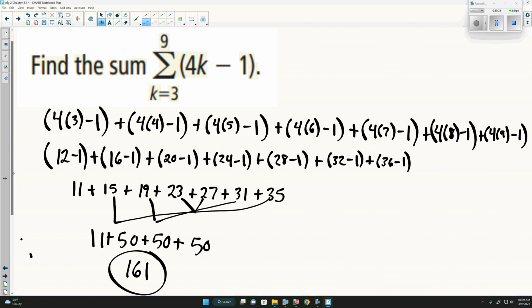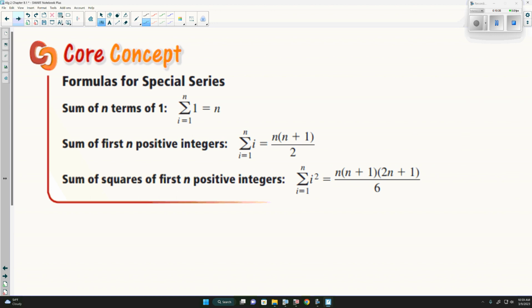Now, there are some special formulas that we have. If we're just saying the summation from i equals 1 to n of just the number 1, it just works out to whatever the number we're going to. So if we said from 1 to 100, the summation would be 100, because we're adding 1 to itself 100 times. So for the first one, the summation from n equals 1 to 100 of 1 is just 100.